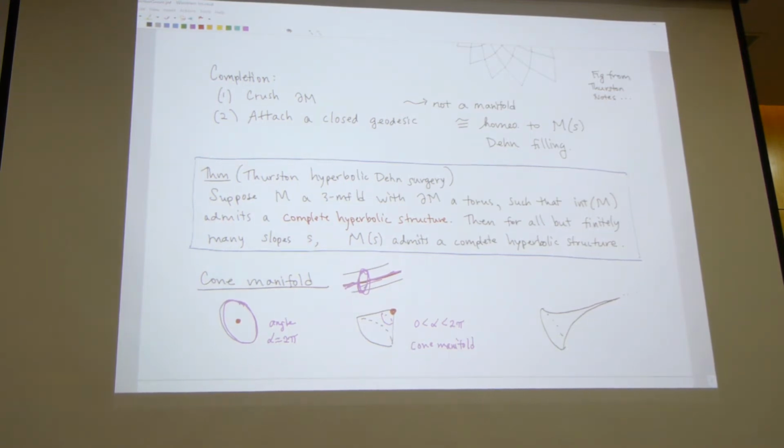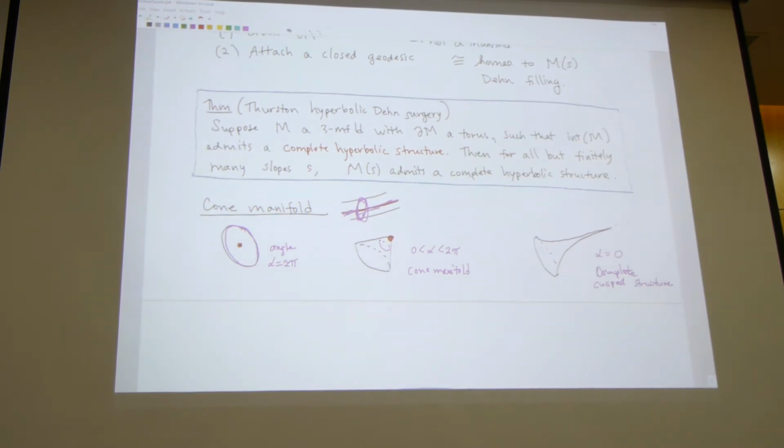And if you let your angle approach 0, then your cone gets steeper and steeper, and in fact you end up with the cusp structure that you started with. So this would be the complete cusp structure. Okay, so that's the geometry that's going on underneath the Dehn filling. And these cone manifolds have been very useful for studying the geometry.